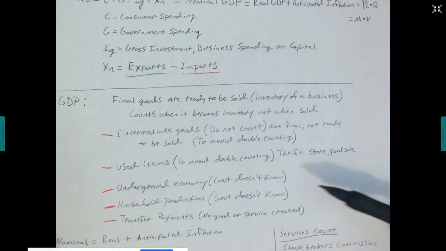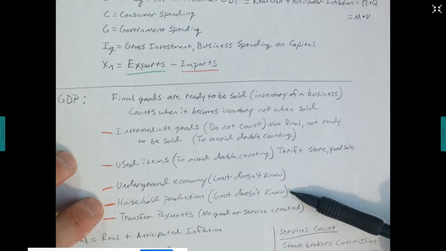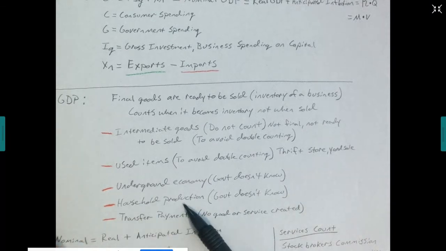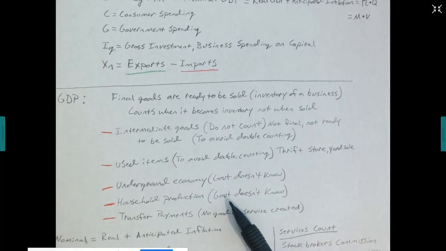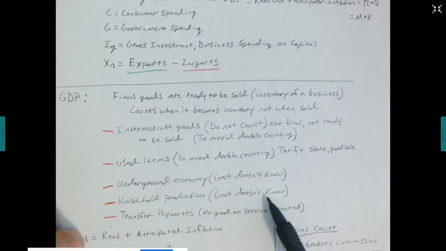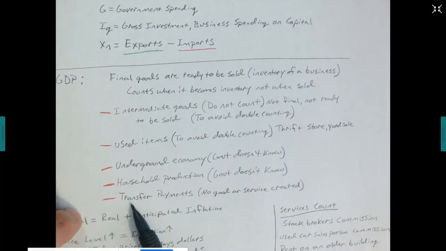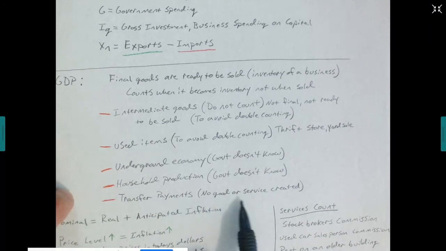Household production isn't included for the same reason, because the government does not know about it. You might provide the service of cooking for everybody in your family or cleaning the house. Those are services, but you're not actually paying yourself. So the government doesn't know about this and it's not included in GDP. Lastly, transfer payments are not included in GDP because no good or service is actually created. It's simply money exchanging hands.